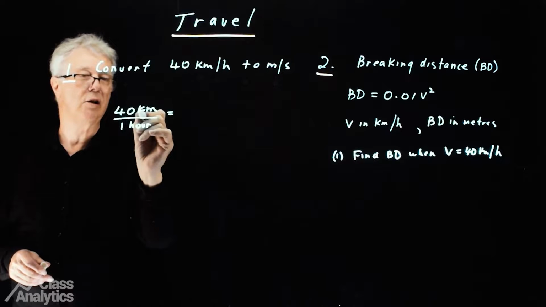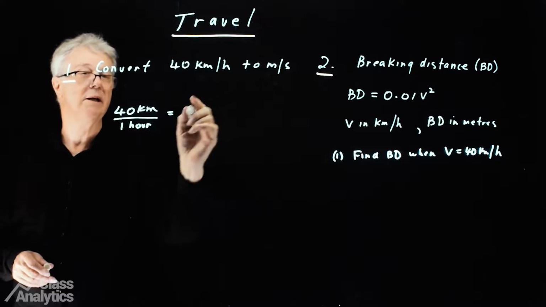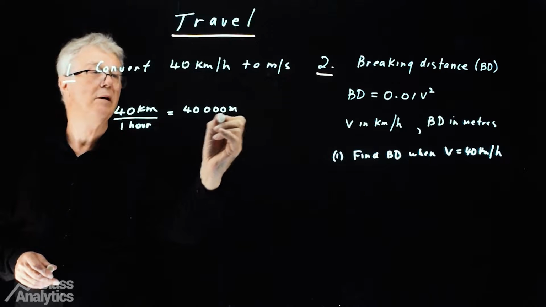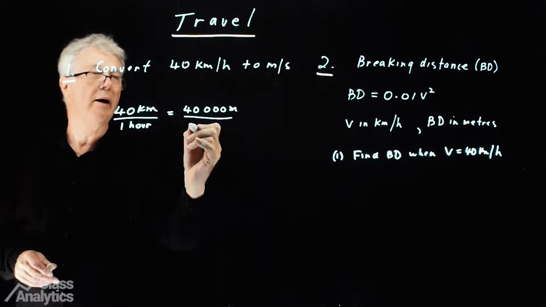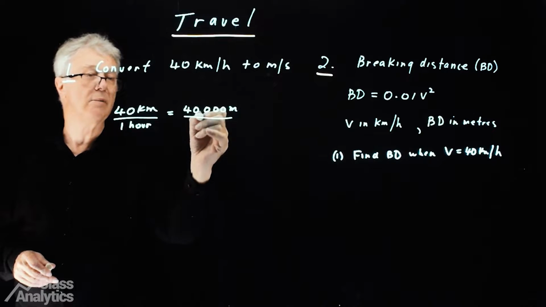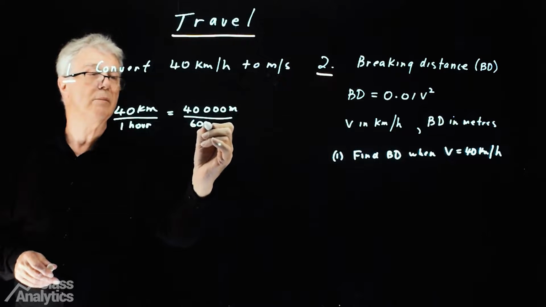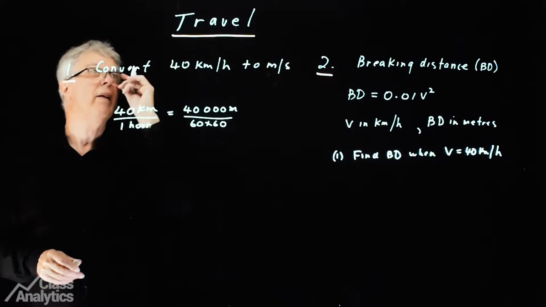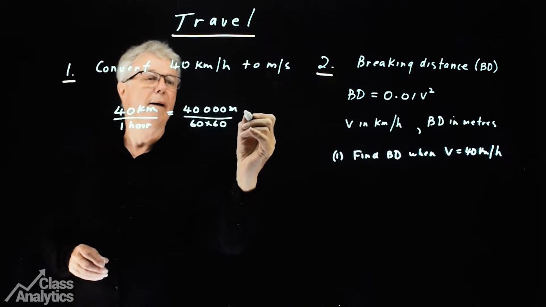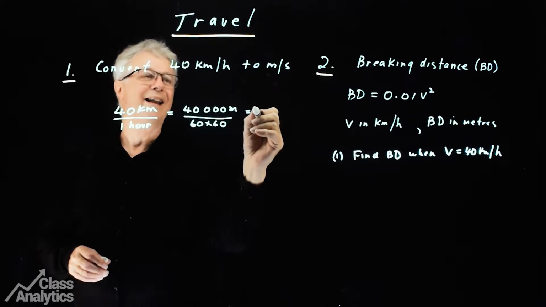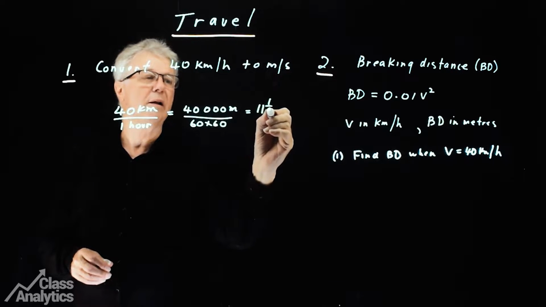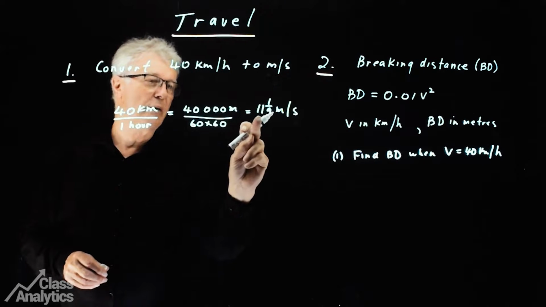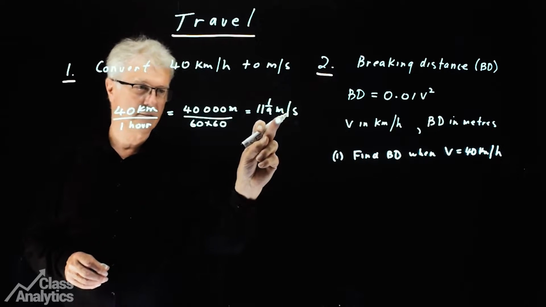Now then we'll change kilometres into metres. We want metres. So it's 40,000 metres divided by 1 hour. 60 seconds times 60 times 60 will give me the amount in seconds, and that comes out to a total of 11 1/9 metres per second. So in 1 second you'll travel 11 1/9 metres.